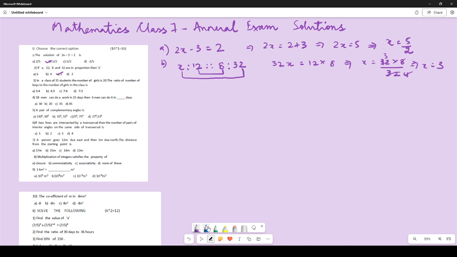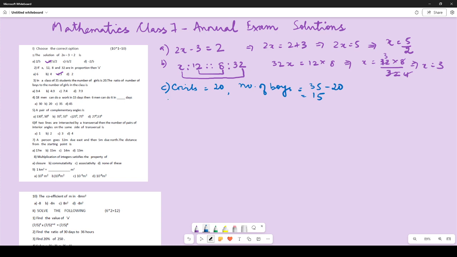Now let me change the color of the pen so that we can make a difference. Now let us check out this third question. In a class of 35 students, the number of girls is 20. Find the ratio of the number of boys to the number of girls in the class. Now what many of you did wrong was, you did not subtract to find the number of boys. So if we have the number of girls as 20, that means the number of boys will be equal to 35 minus 20, which is equal to 15.